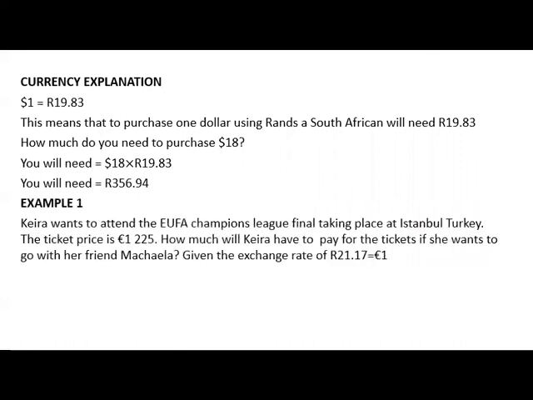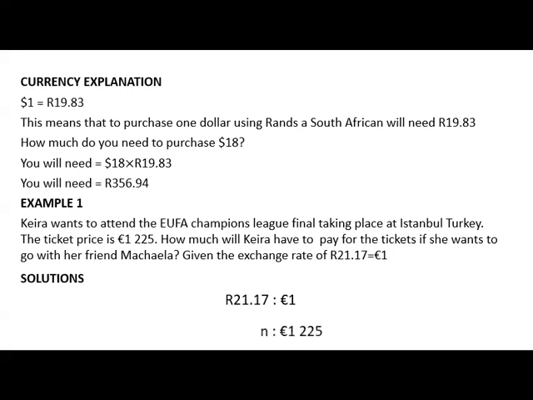Now, let us check here. Kira wants to attend the UEFA Champions League final taking place at Istanbul, in Turkey. The ticket price is 1,225 euros. How much will Kira have to pay for the ticket if she wants to go with a friend, Michaela? Given the exchange rate, €1 will be equal to 21 rand 17. So if I need 1,225 euros, I will simply take that 1,225 euros divided by €1 and multiply it by 21.17, or simply write it as a ratio.